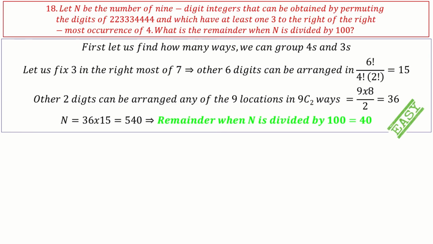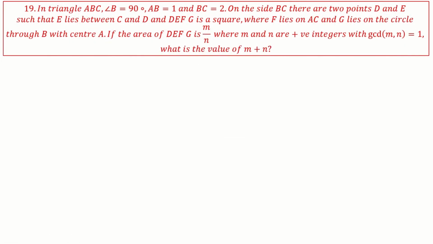Yeah, next. This problem is more about drawing the right picture and putting the right values. So first I'll explain the problem along with the diagram. In a triangle ABC, B is 90 degrees, AB equal to 1, BC is 2. On the side BC there are 2 points D and E, such that E lies between C and D, meaning E is closer to C than D. Then DEFG is a square.